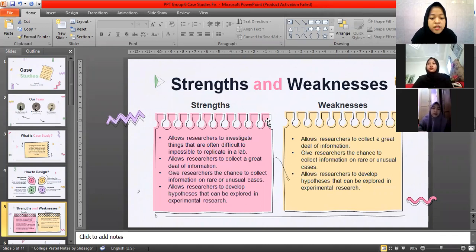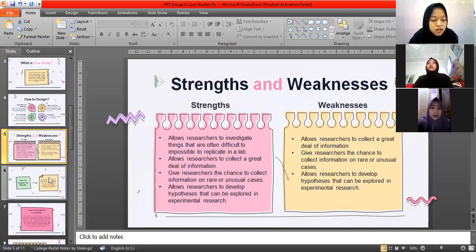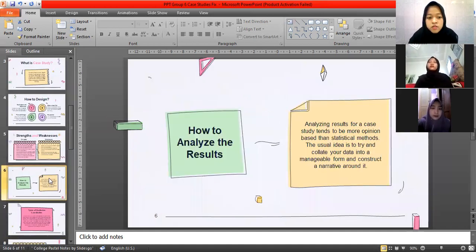In this case, researchers might choose to perform a case study if they are interested in exploring a unique or recently discovered phenomenon. The insight gained from such research can then help the researcher develop additional ideas and study questions that might then be explored in future studies. So I think that's all from me. The next slide will be continued by the next presenter. So Pinka Anjela, the time is yours.